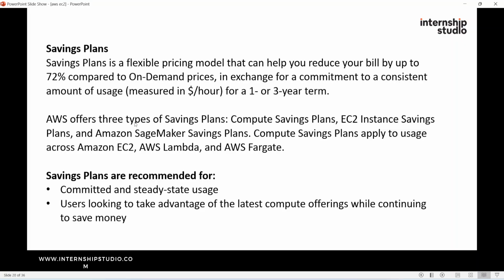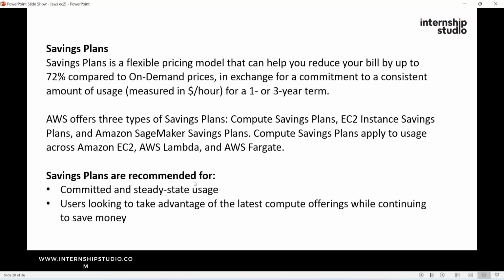AWS is currently offering three types of savings plans. The first one is the compute savings plan, then the EC2 instance savings plan, and the Amazon SageMaker savings plan. SageMaker is a different AWS service. The compute savings plan applies to usage across AWS EC2, AWS Lambda, and AWS Fargate.